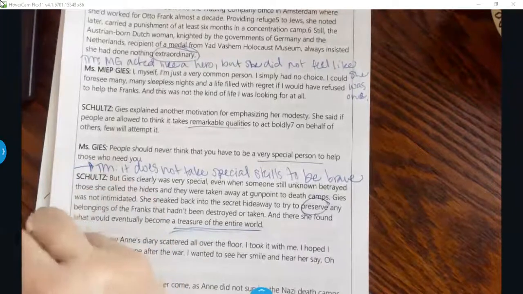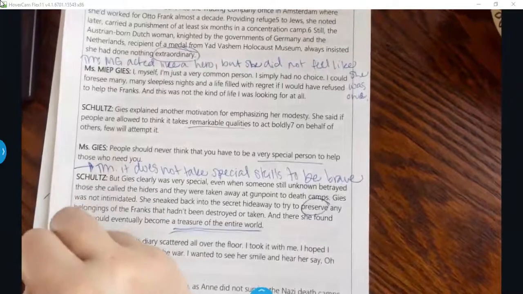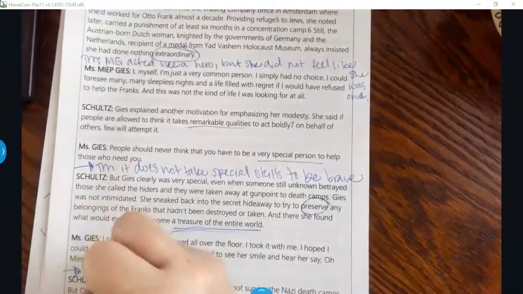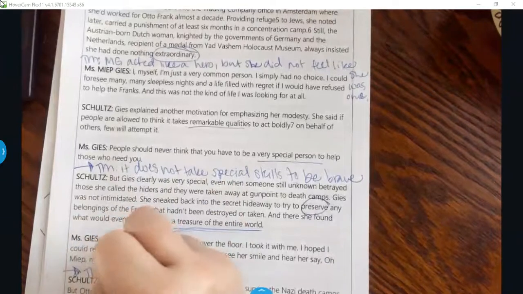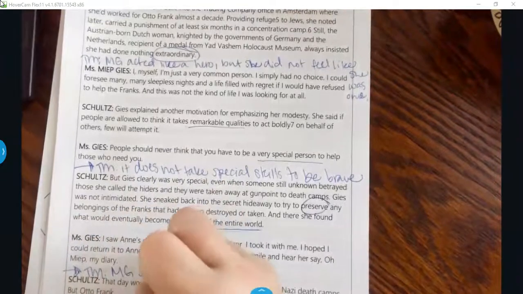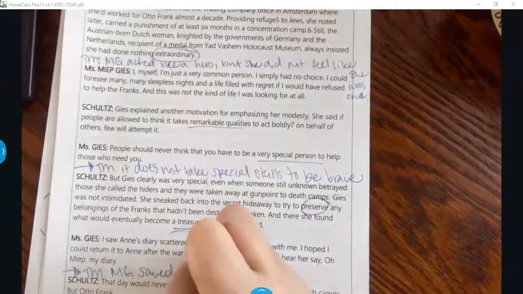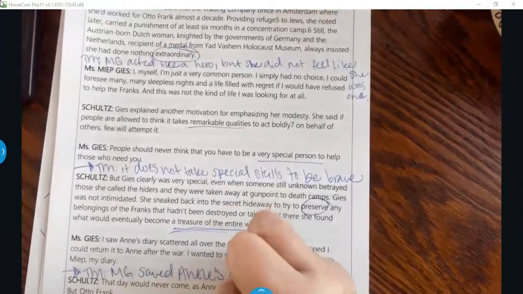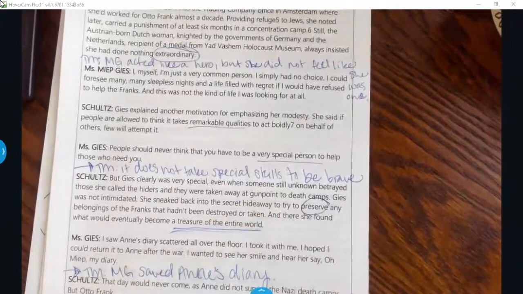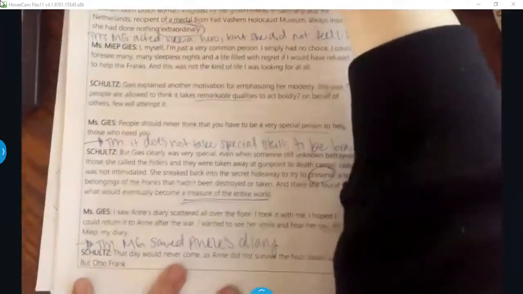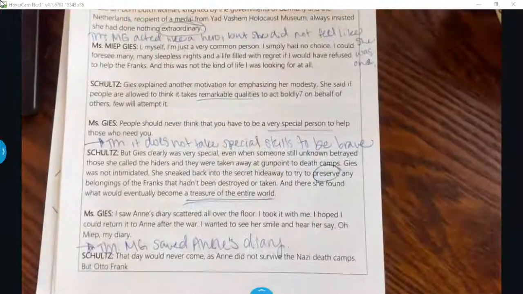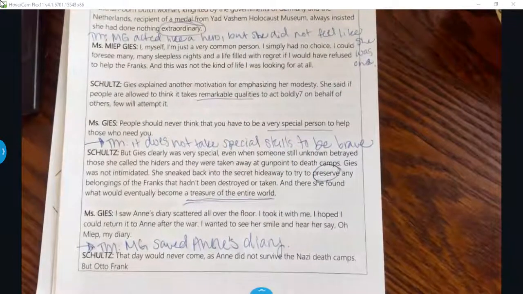Right here, the author is teaching me that Miep Gies saved Anne's diary. I'll give you just a second to finish your own annotations.